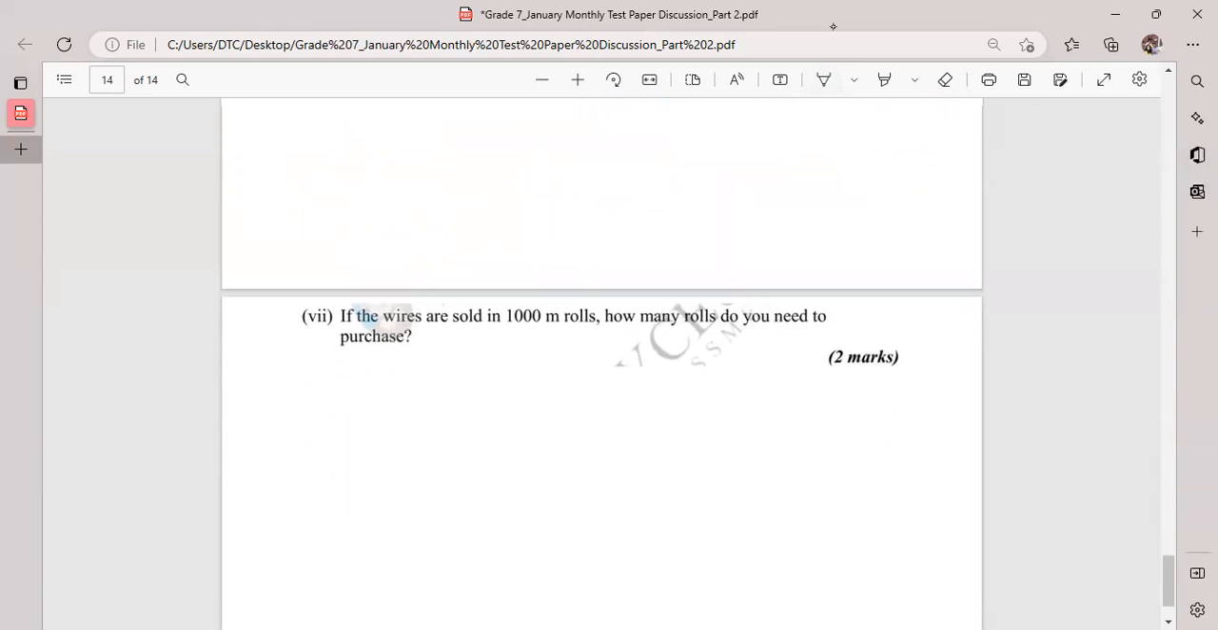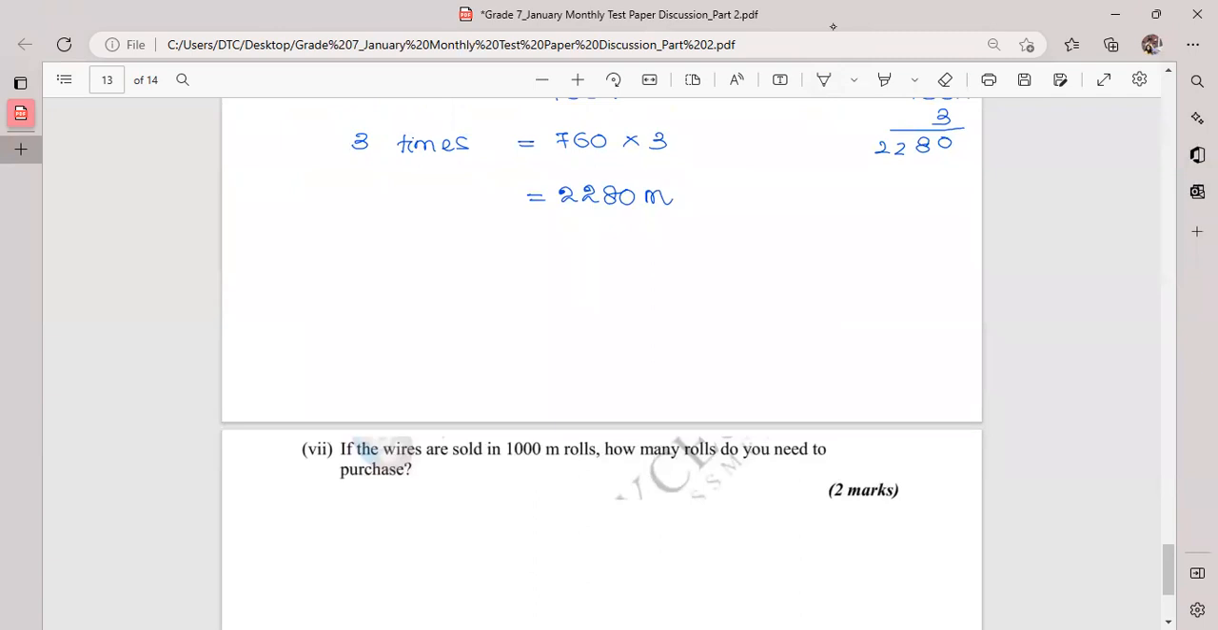Now here it's obvious, children, that one roll is 1000, right? Then the second roll when you purchase, that is 2000. They won't give you part of a roll; that they have not mentioned, right? But we'll assume that you can't have part of a roll if the wires are sold in rolls. Yes, here they have mentioned it, always they sell it like this, right? Sold in 1000 meters roll.